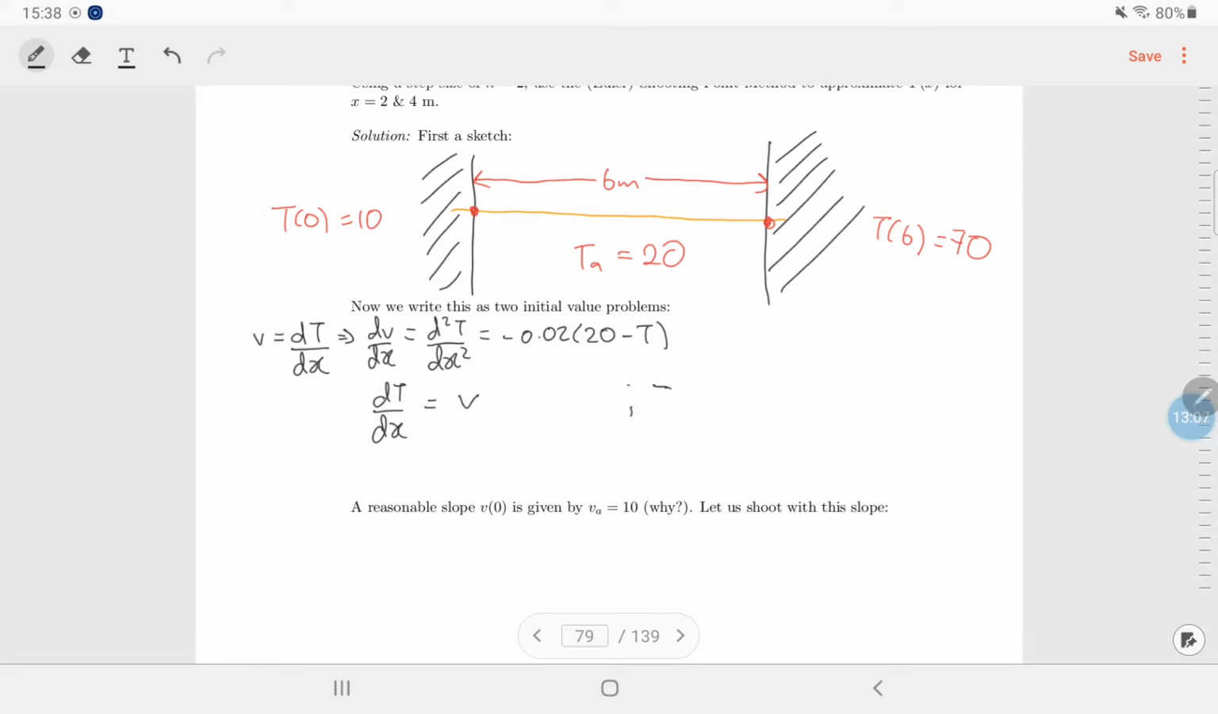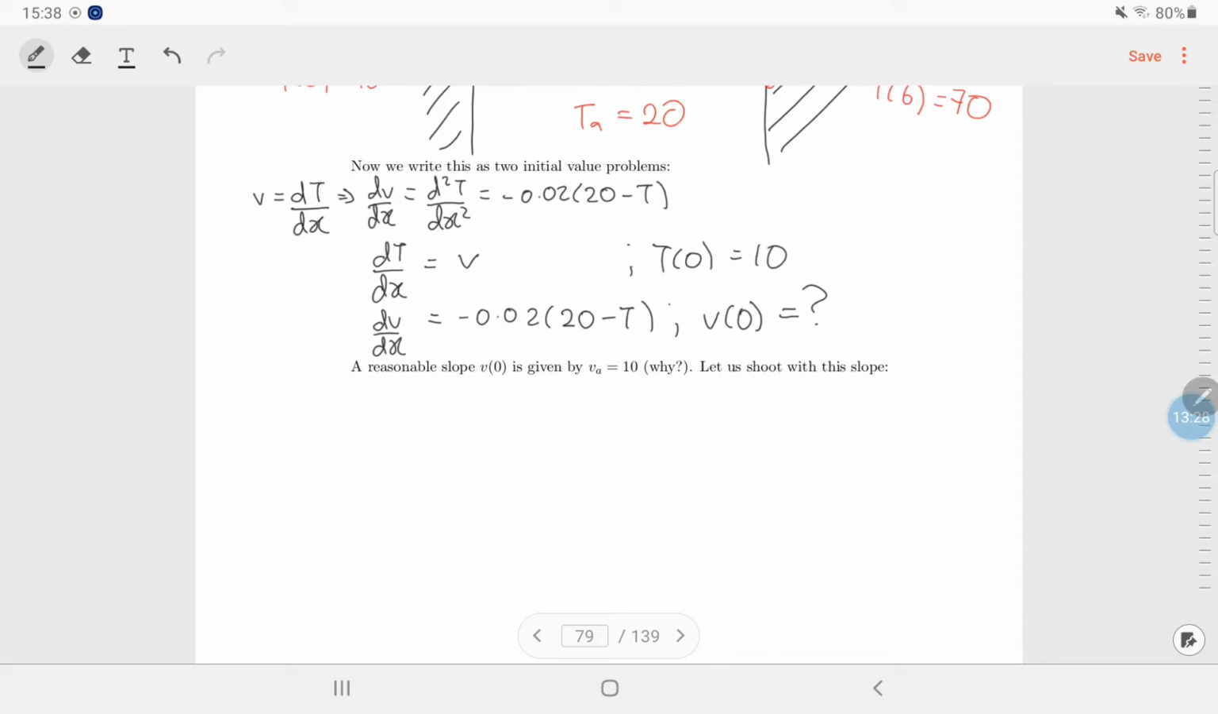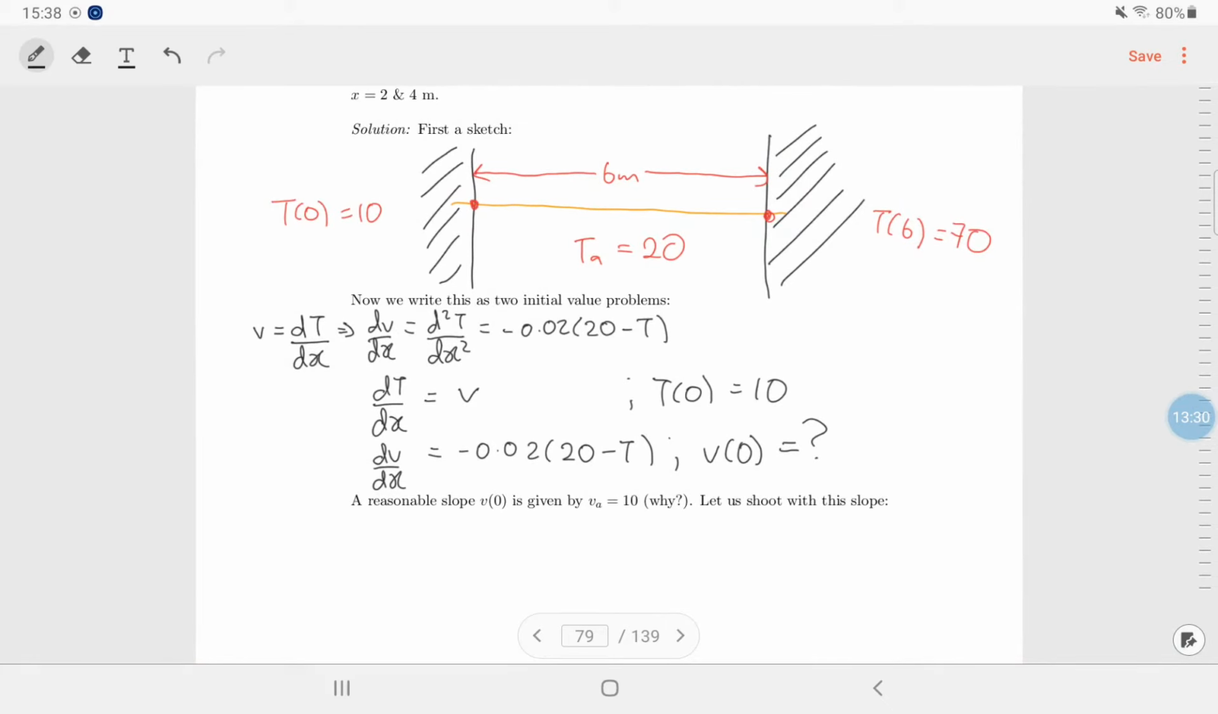And we know the initial value of T is 10. And then dv/dx, we just found, is minus 0.02 times (20 minus T). Now we do not know the initial value of this, so this is unknown. And we're just going to take a guess. So we're going to take a shot here with this slope. Now where is this slope coming from?